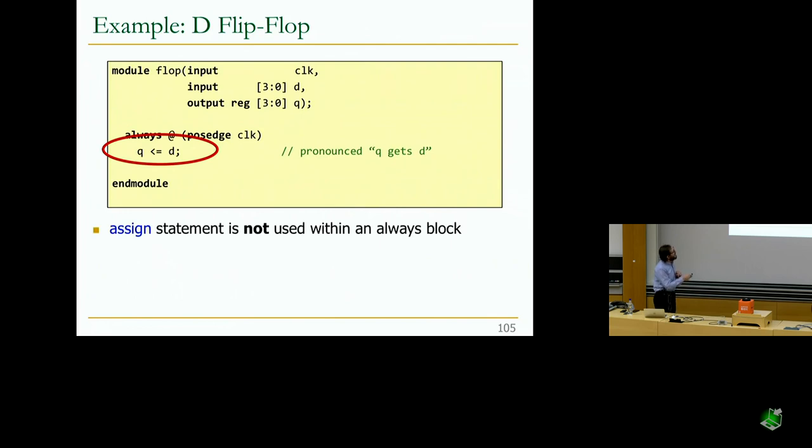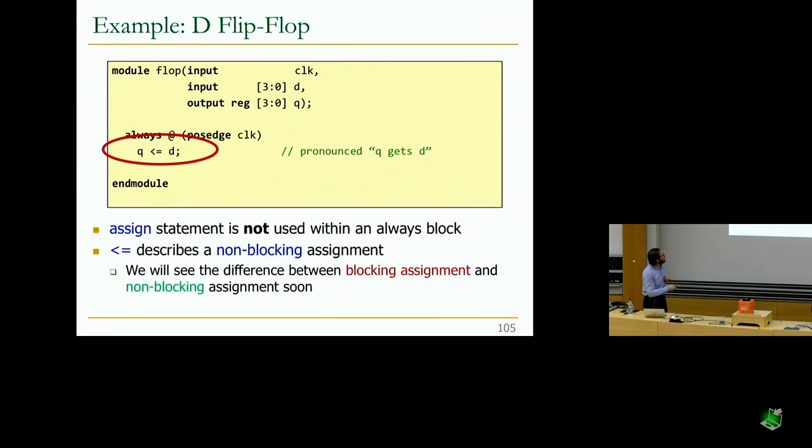So assign statement is not always used within an always block. You could use them separately. But this is a non-blocking assignment, and we will see the difference between blocking and non-blocking assignment very soon. Essentially, non-blocking assignment is whatever comes after this can be executed in parallel. It doesn't block whatever comes after that.